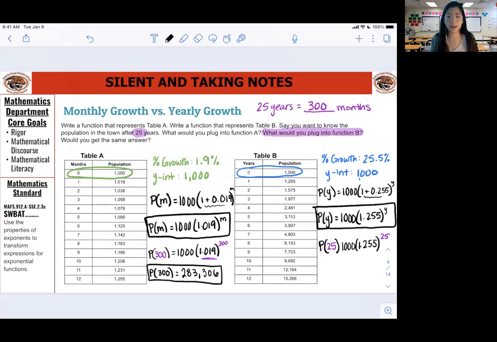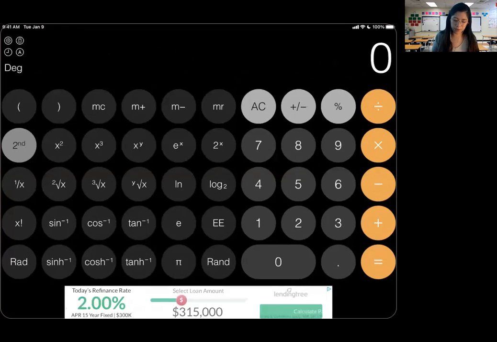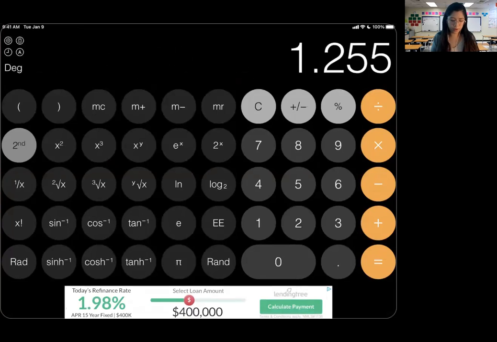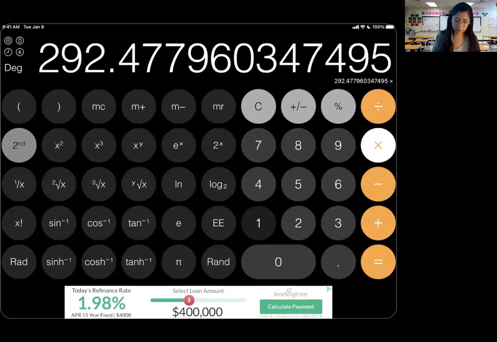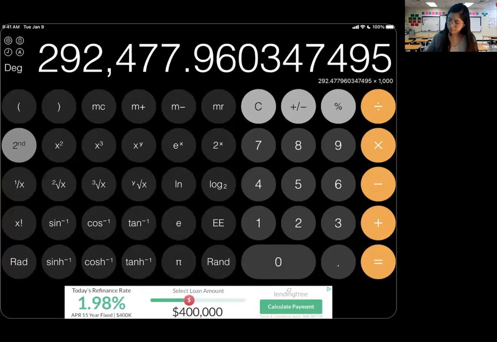Now I'm just going to do the same exact thing with my other function, but this time it's different numbers. So I'm doing 1.255 to the power of 25, and then multiply that times 1,000. So 1.255 to the power of 25, multiply that times 1,000. And I got 292,477 or 78? 77. Does it stay at 7 or round up to 8? Up to 8. Good.